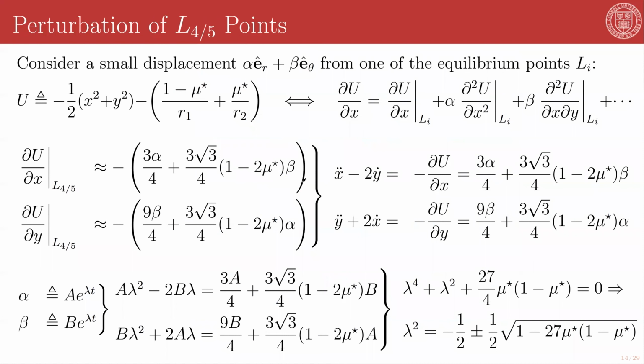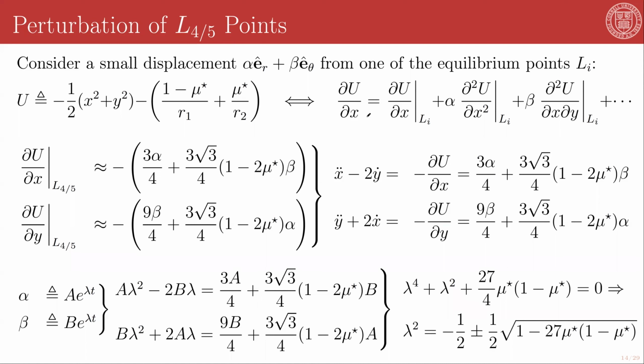We're going to start our analysis with the off-axis points. We're going to perform a linear stability analysis, meaning that we are going to consider the linearization of the system. Our particular approach is going to be to consider a small displacement from one of these equilibrium points of the form alpha in the e_r direction plus beta in the e_theta direction, where alpha and beta are small quantities. We have our potential function, and we're going to linearize this about the Lagrange point L4 or L5, which we'll just call L_i, for small alpha and beta.